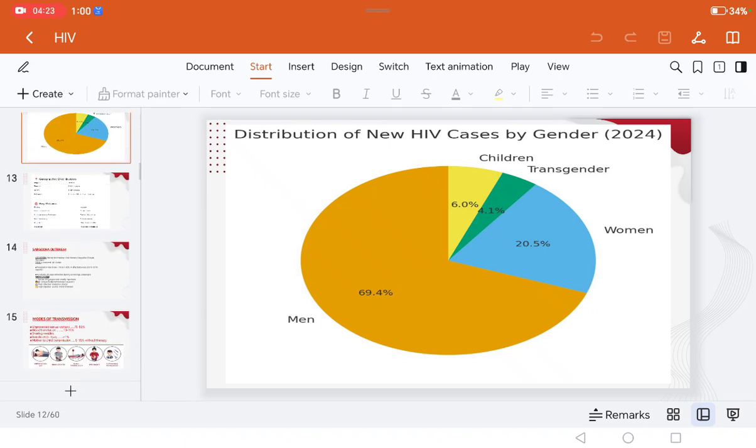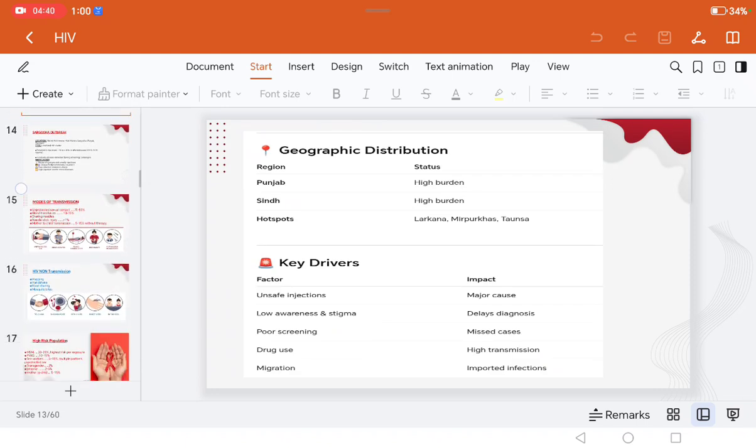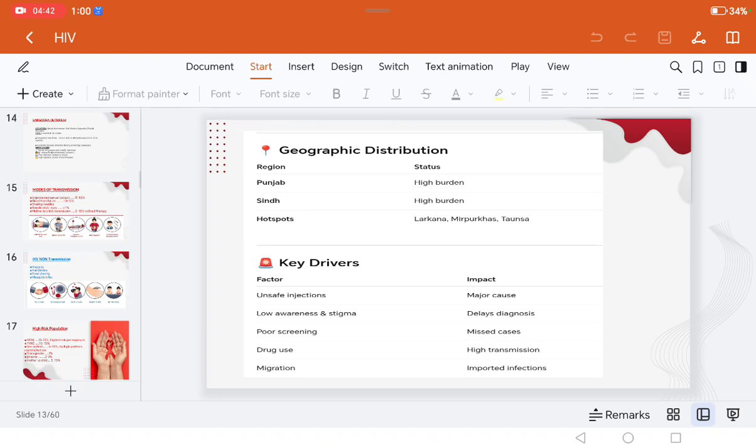If we look at the distribution of new HIV cases in the year 2024 by gender, men constitute 69%, women 20%, children 6%, and transgender people 4.1%. The geographic distribution in Pakistan shows a high burden in the Punjab and Sindh regions. The hotspots are Larkana, Mirpur Khas, and Taunsa.